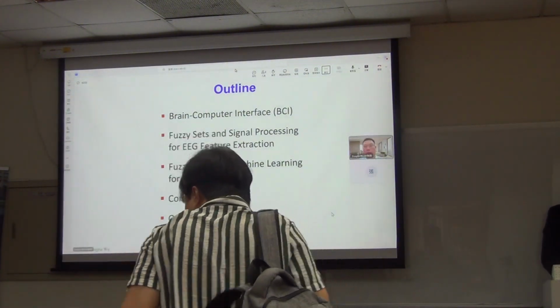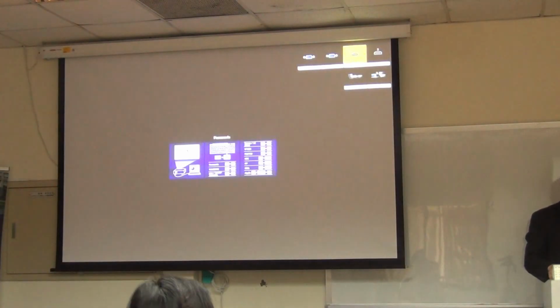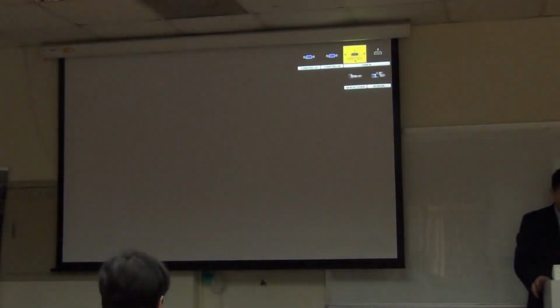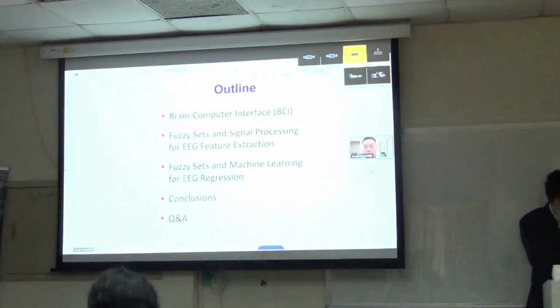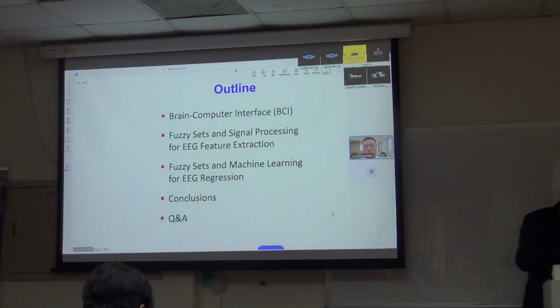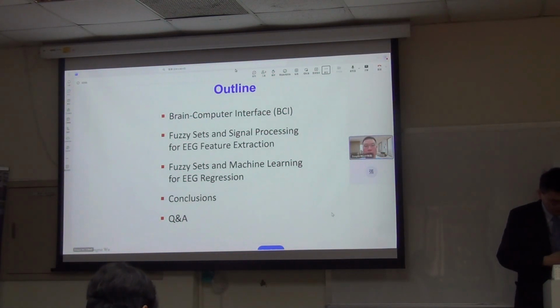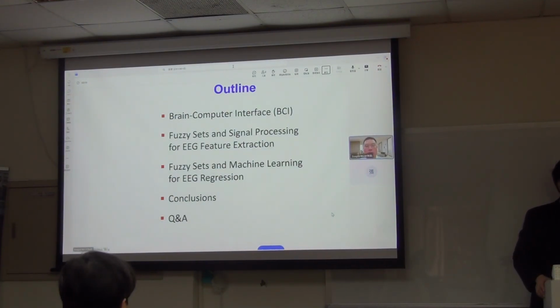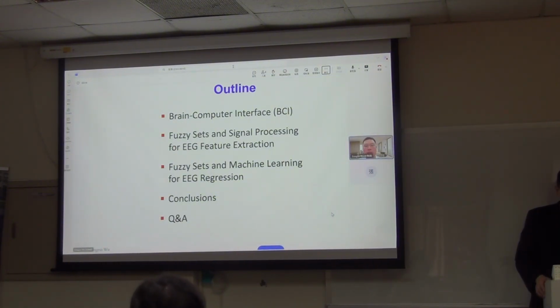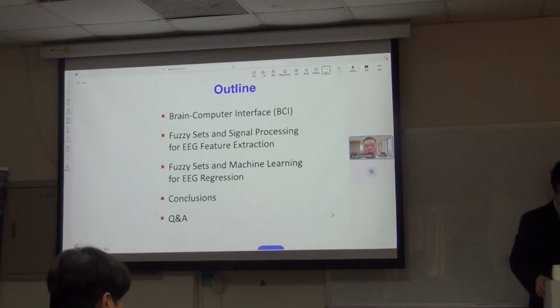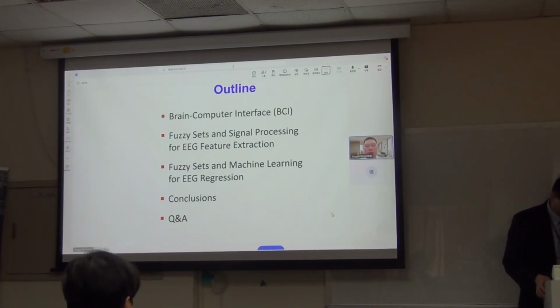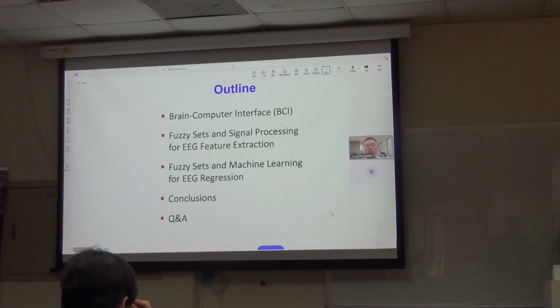This is the outline of my talk. First, I will give an introduction to brain-computer interfaces. Next, I will introduce two pieces of our recent work on fuzzy sets and signal processing for EEG feature extraction, and fuzzy sets and machine learning for EEG regression. Finally, conclusions and Q&A.